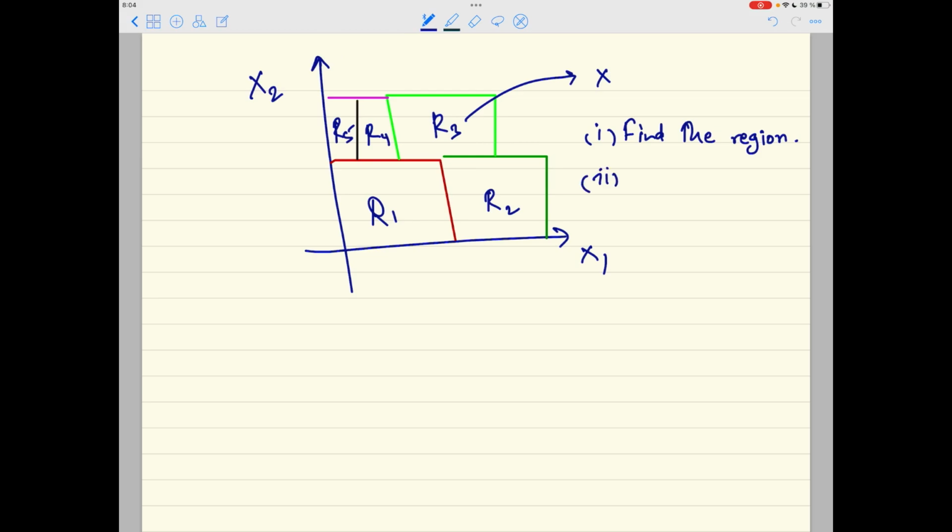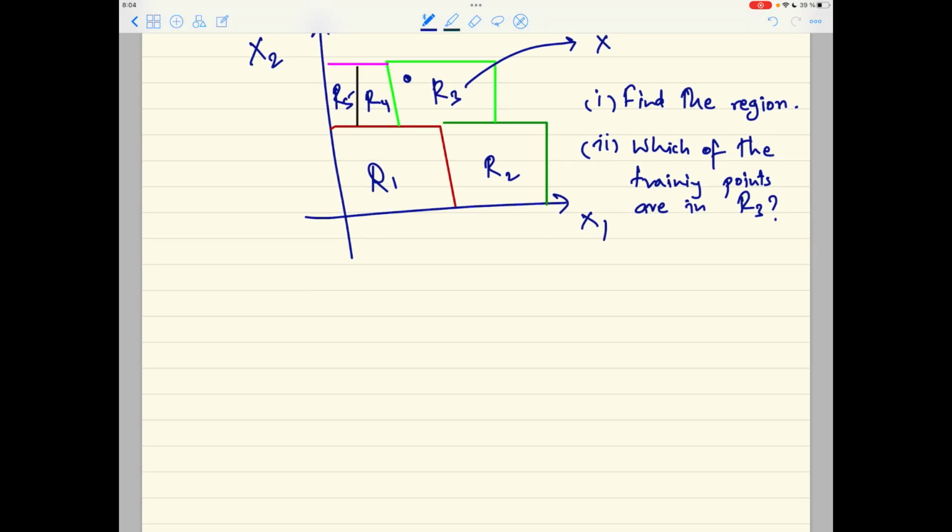Then you check which of the training points are in R3. Let's say we have 4 training points inside R3: 1, 2, 3, 4. And then we have the last step, right? The last step is to approximate.